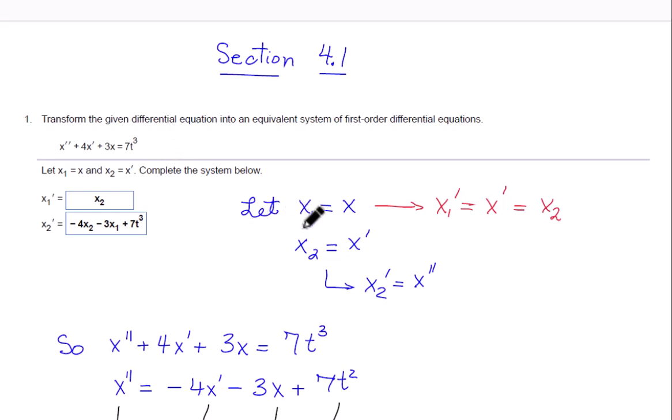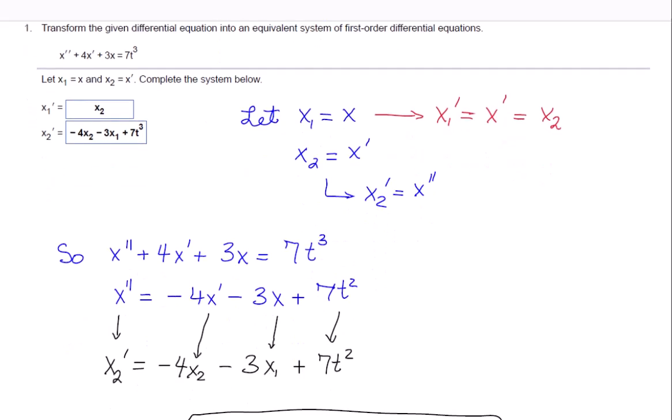So you let x1 be x, easy enough. Differentiate both sides, and so x1 prime is x prime, and that's equal to x2. All right. So if I differentiate x2 prime, I get x double prime. And so now let's plug that stuff in.